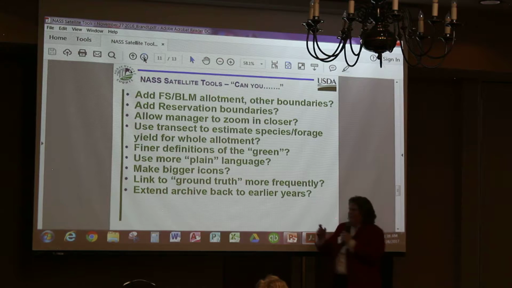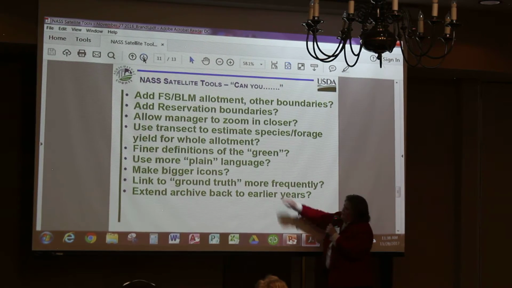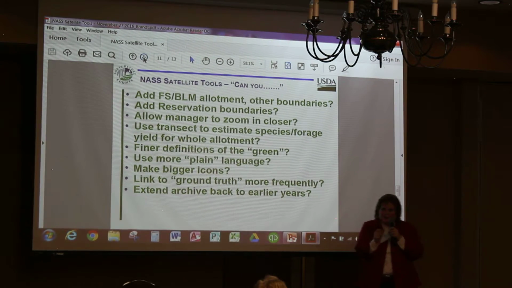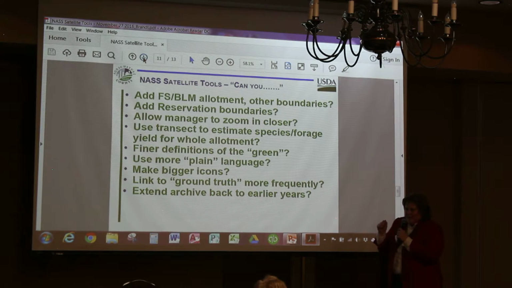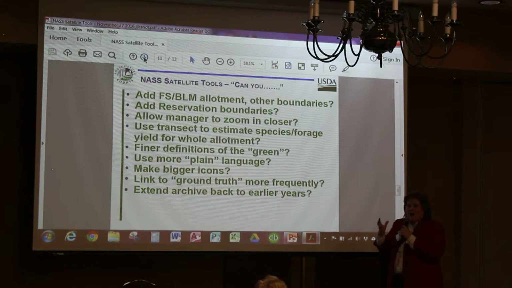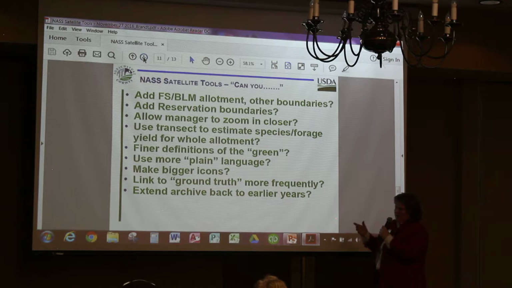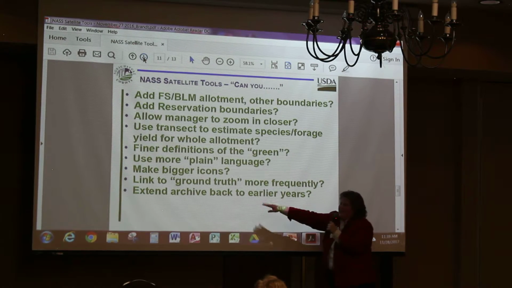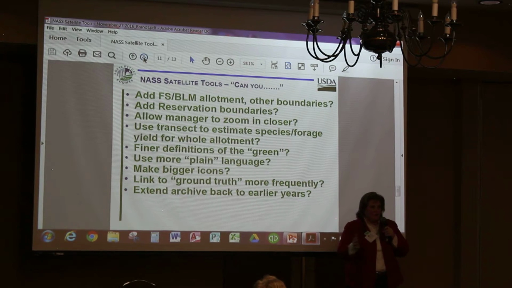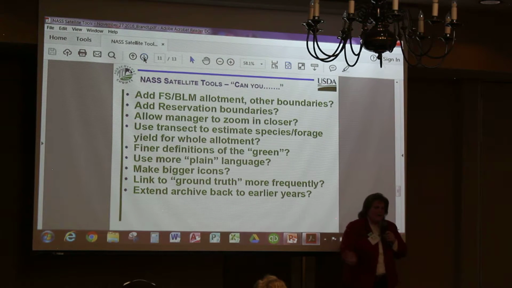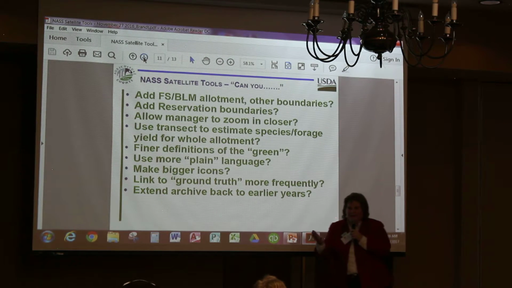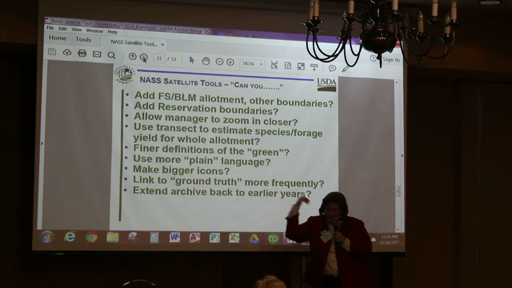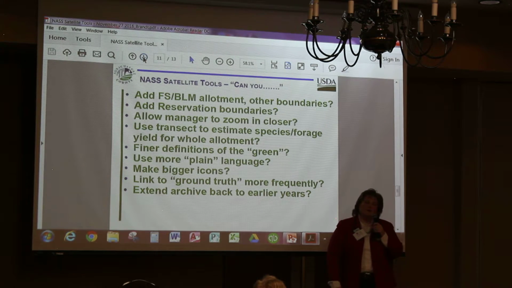So if you can add a little bit of ground truth, you can really start to increase the accuracy and the confidence you have in making a decision based on looking at a map. And then can that archive, instead of only going back to year 2000, go back to 1989 when I started? I just asked the guy in charge of the whole program, and he said no.